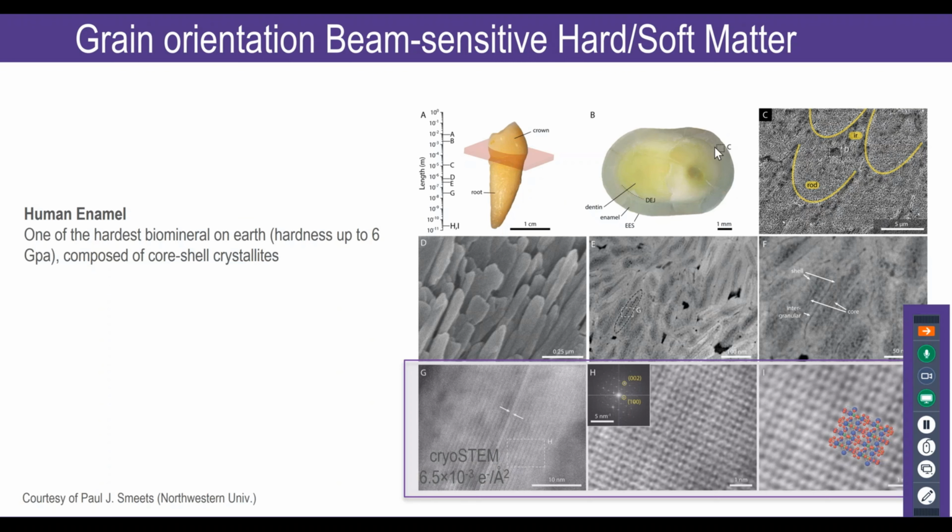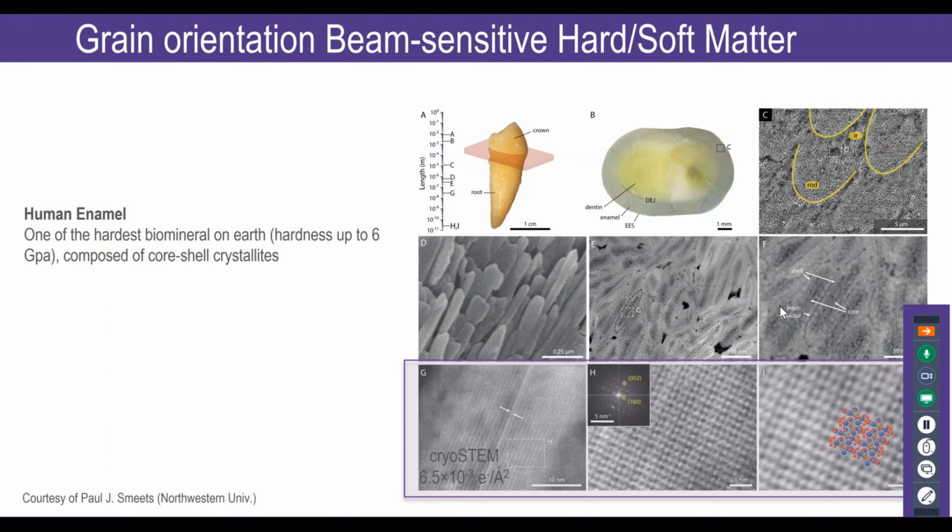So this is actually the outer enamel, this region here close to the surface of your tooth. If you look at this panel here, you can image these materials at different scales, right? Even at a very high resolution, and this is the work from Paul that he has done in collaboration with Cornell folks, and they used cryo-STEM here to be able to image them at high resolution.